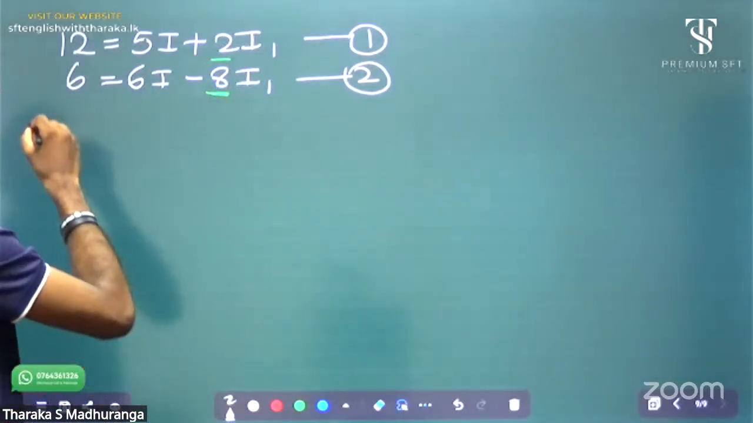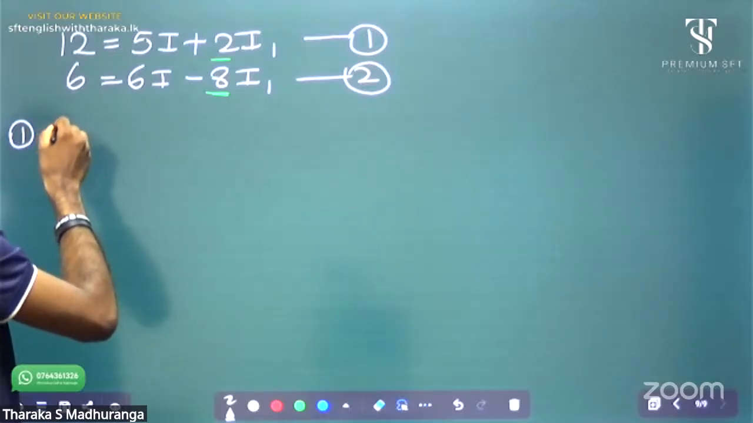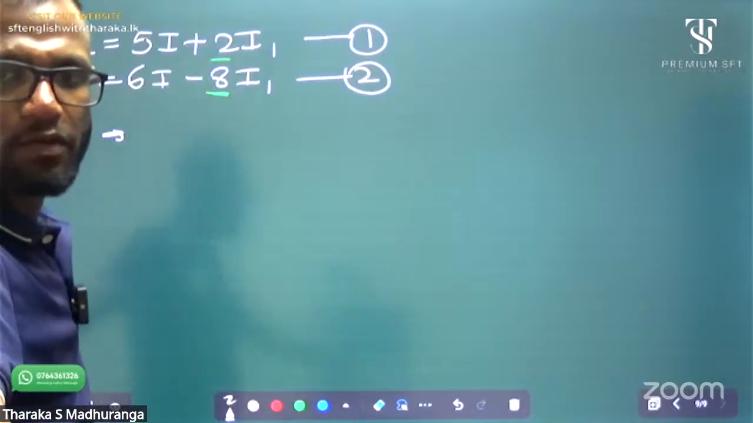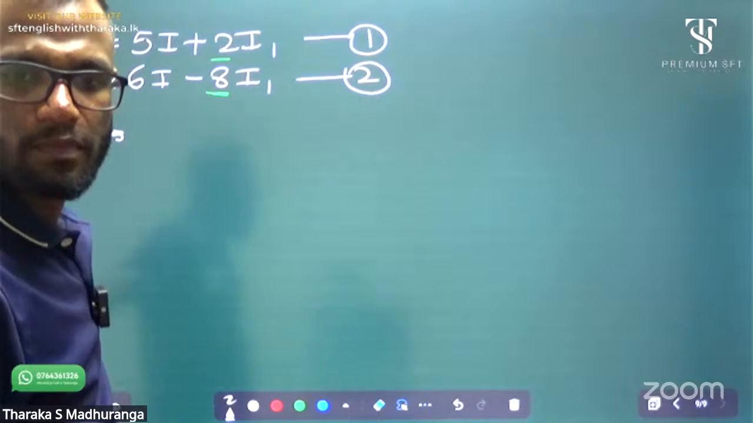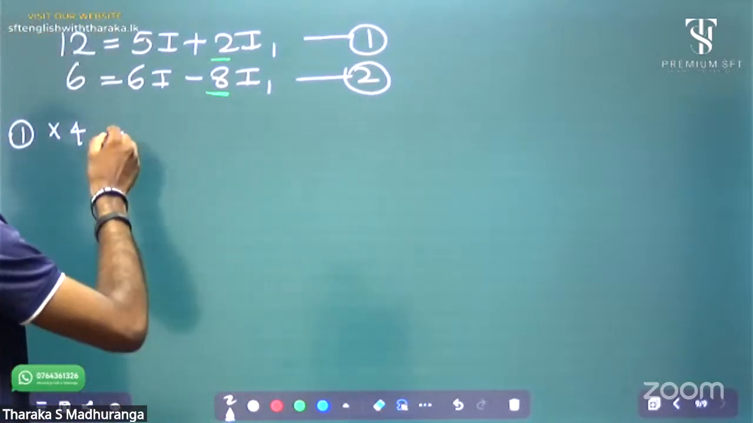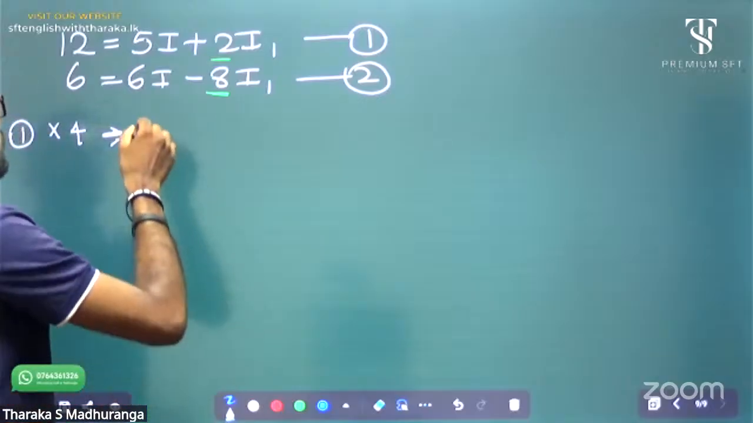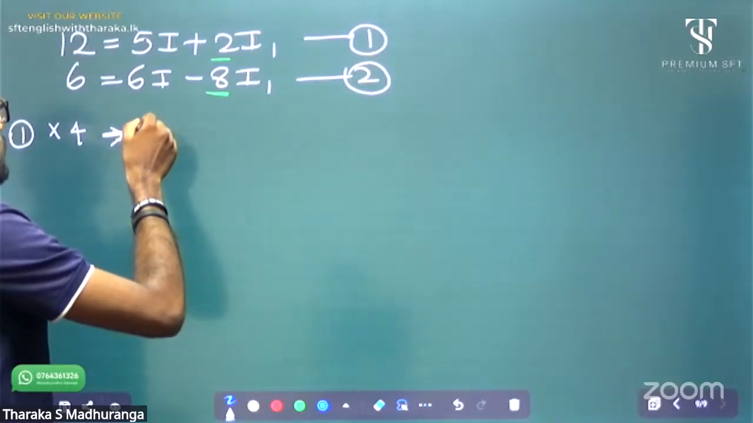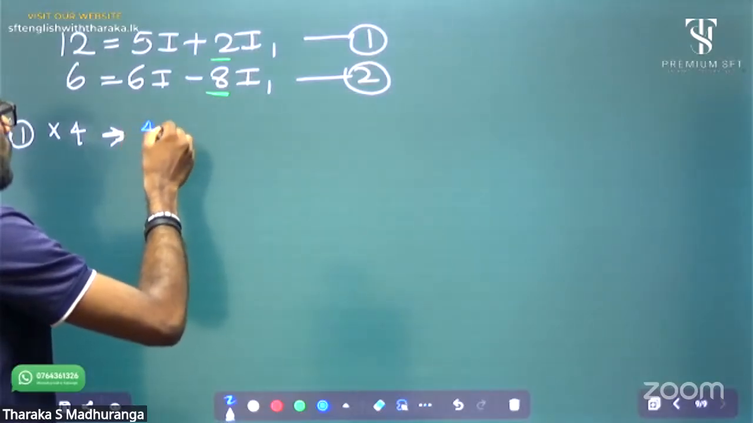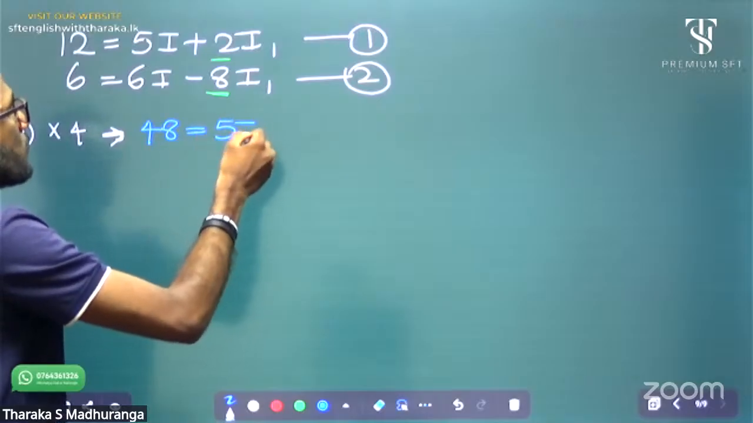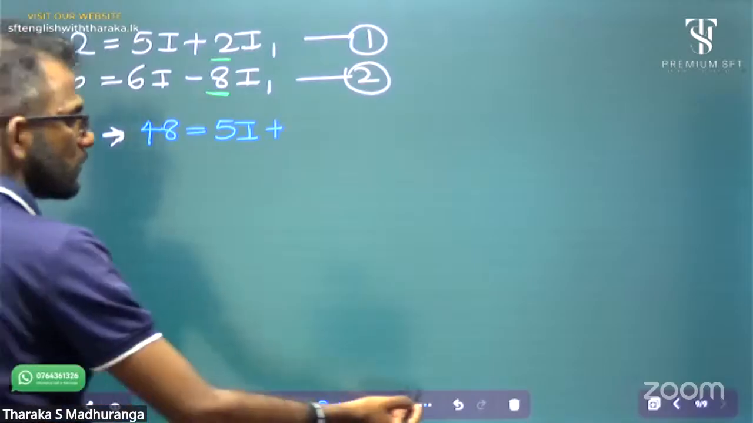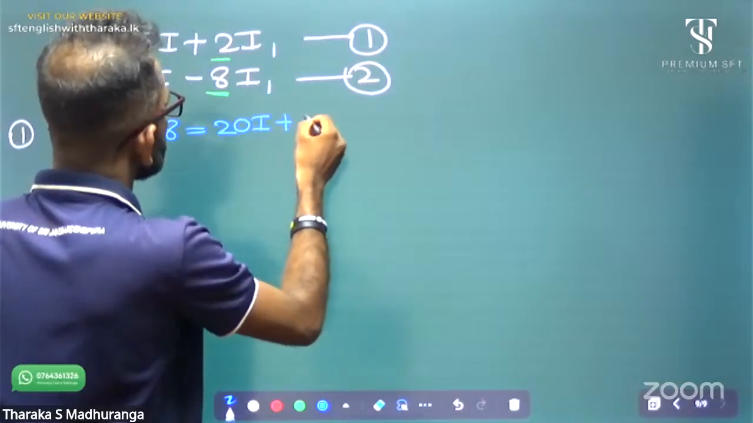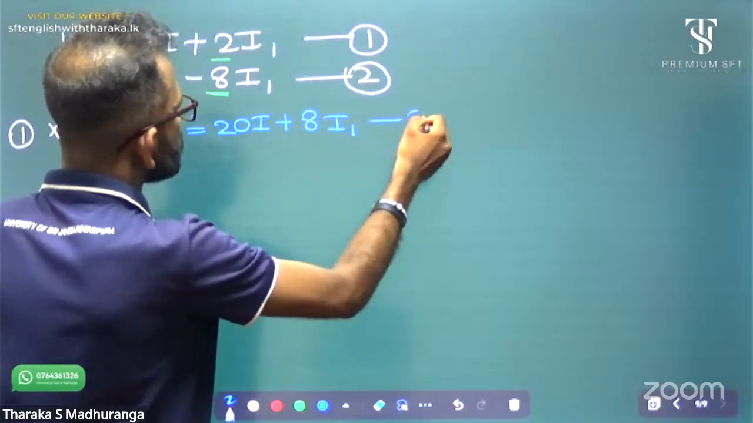Okay, if I multiply my first equation by 4, then I can equal the coefficient of I1, right? How to equal the coefficient of I1? 12 into 4, it is 48, equal 5I plus, not 5I, 20I plus 8I1. Okay, this is my third equation.